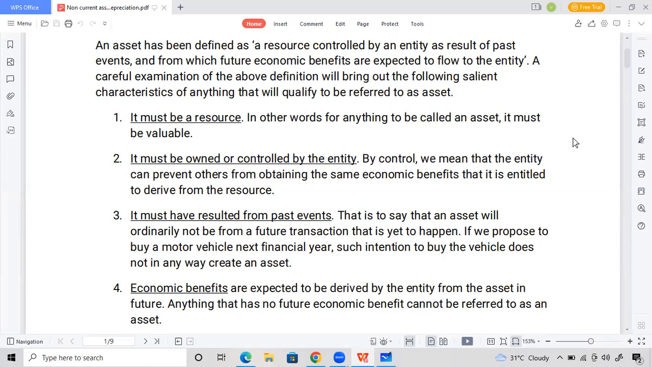And what are the key elements of this definition? We say it is a resource. In other words, for anything to be called an asset, it must be valuable. It must be able to be converted into monetary terms. It must be owned by you. It must be as a result of past event. It must bring benefit to you.